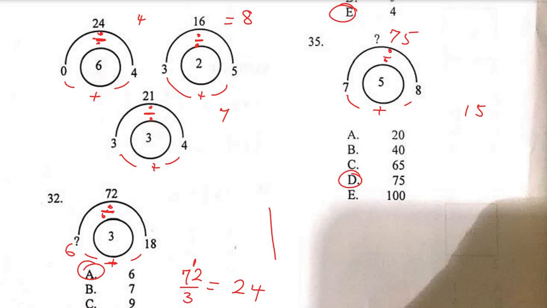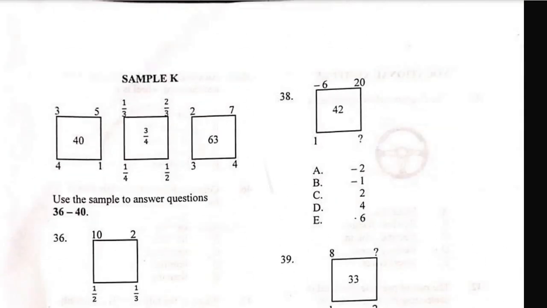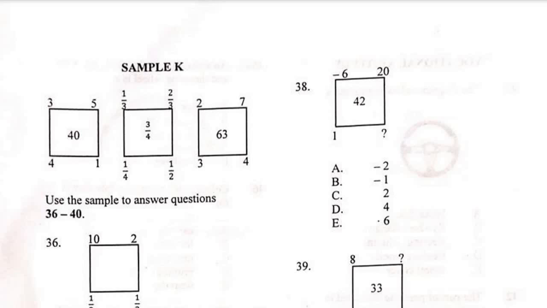Okay, at this point we need to take a look at the last sample for today. This sample is sample K. Alright, for this sample, let's sum up the top and the bottom. 3 plus 5 is 8. 4 plus 1 is 5. 8 plus 5 will give you the base number.